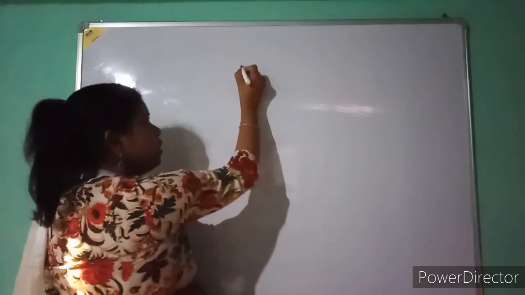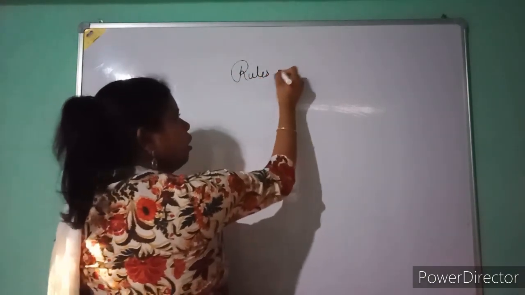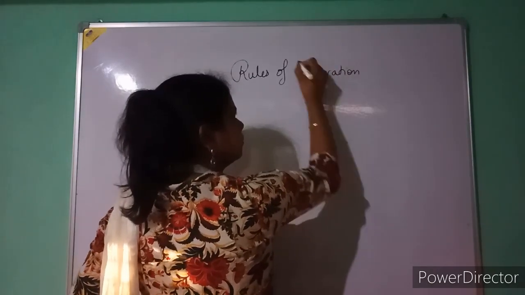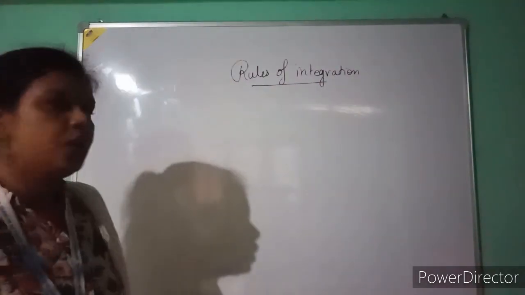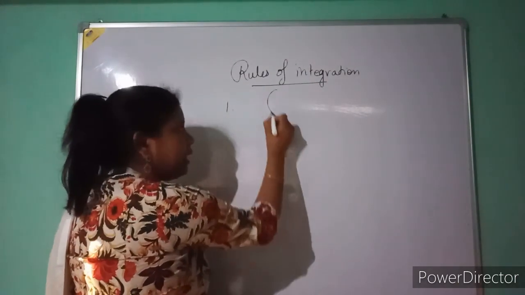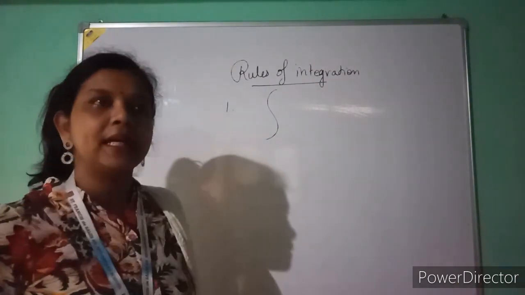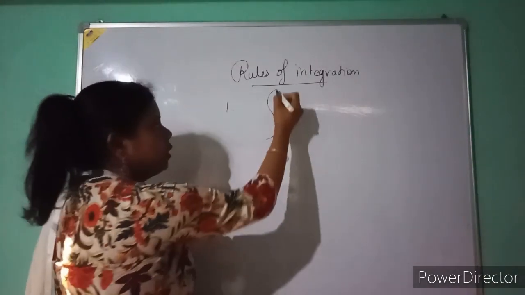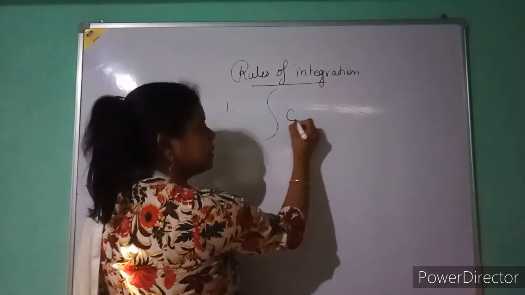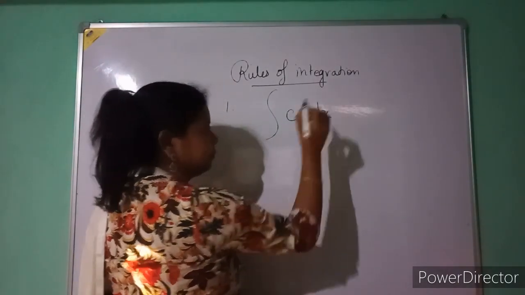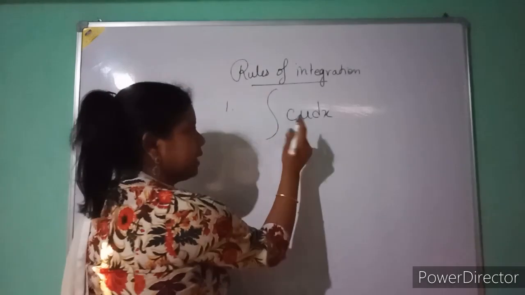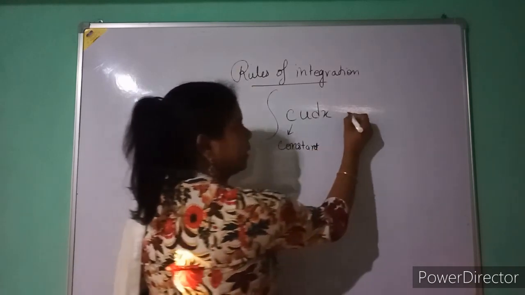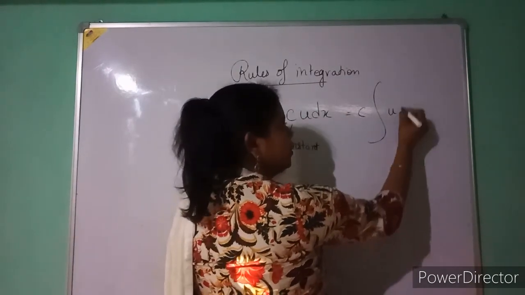Okay, so I will discuss now the rules of integration. So what are the rules of integration? Number one, integration is written like this. I told in the class that integration is nothing but summation only, but a higher order summation. So I will write integral of c u dx. If c is a constant, then my formula will become c will come out, integration of u dx.